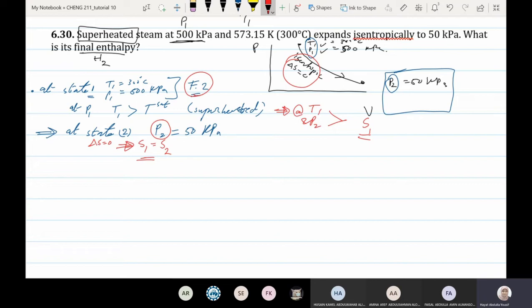I will just wait a few minutes to make sure that you really don't have a problem. I need to see in the post at least a few students finding the S for me at a pressure of 500 kilopascal and a temperature of 300 degrees C. If you do have the book in front of you, please let me know how much is the value.